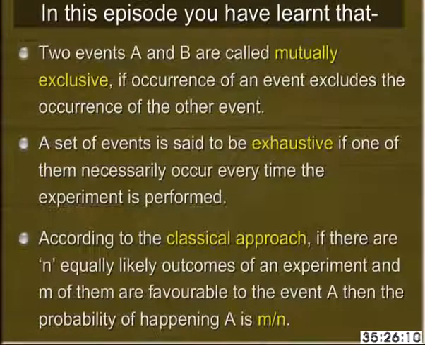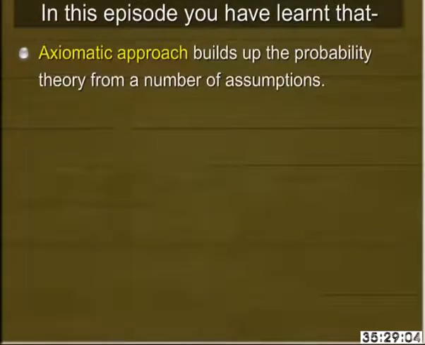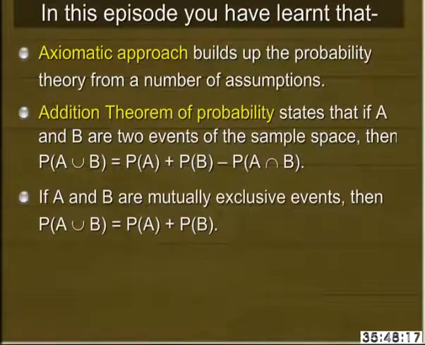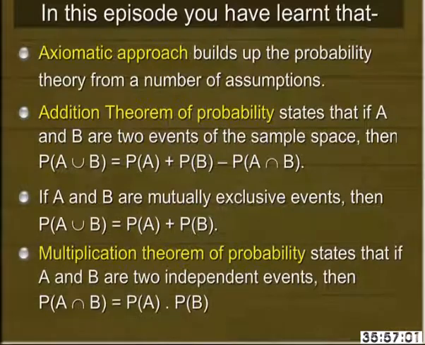Axiomatic approach builds up the probability theory from a number of assumptions. Addition theorem of probability states that if A and B are two events of the sample space S, then P of A union B is equal to P of A plus P of B minus P of A intersection B. If A and B are mutually exclusive events, then P of A union B is equal to P of A plus P of B. Multiplication theorem of probability states that if A and B are two independent events, then P of A intersection B is equal to P of A into P of B.